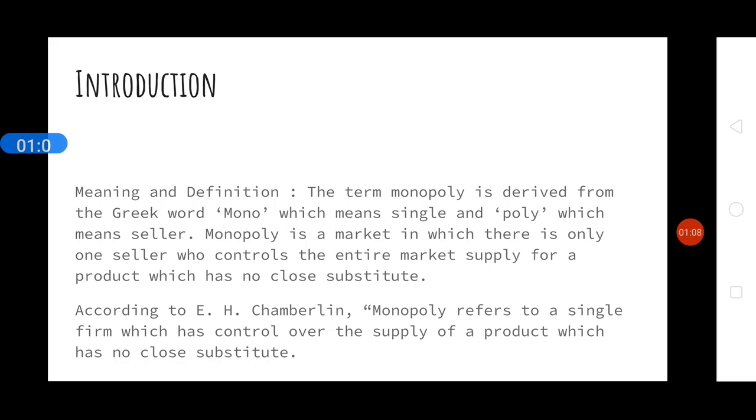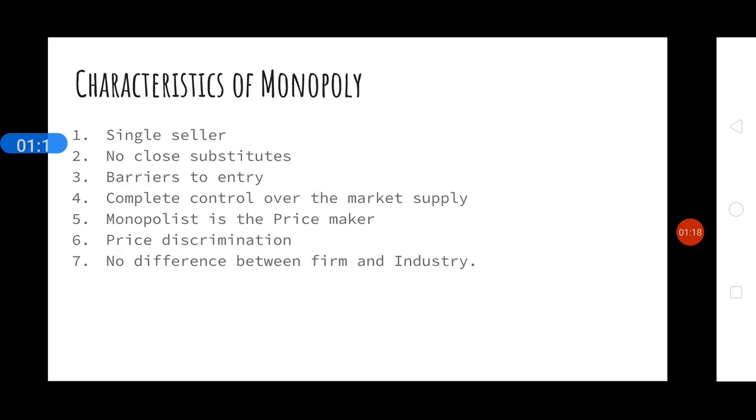According to Chamberlain, a monopoly market refers to a single firm which has control over the supply of a product which has no close substitute. Substitute refers to products which can be used in exchange for each other. For example, tea and coffee, or pen and pencil, are not perfect substitutes, but they are close substitutes to each other. Let's come to the characteristics of monopoly.